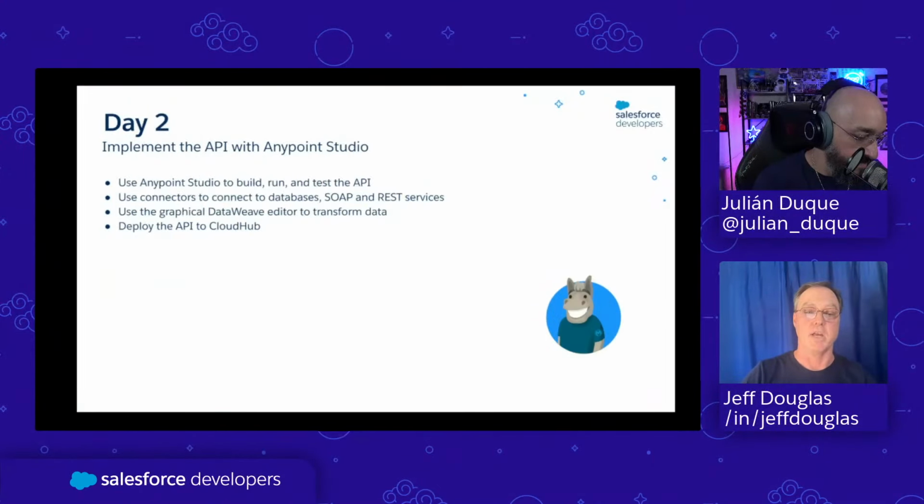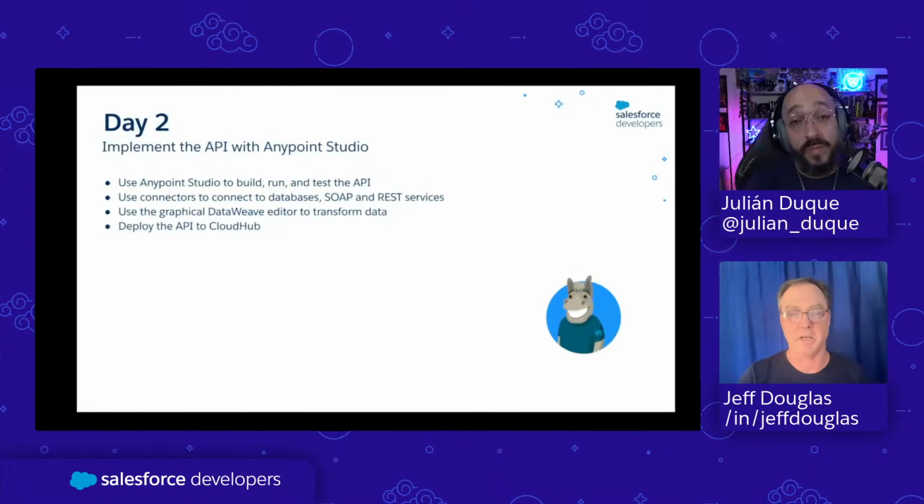So today, we're going to use Anypoint Studio. We're going to build the implementation of the API. We're going to run it. We're going to do some testing with it. We're going to connect it to this database, to the REST service and the SOAP service. And then we're going to use one of my favorite features, DataWeave, to transform the data that's coming back to Salesforce. And then finally, we're going to deploy that API to CloudHub so we can see it all on the internet, okay? So that's kind of day 2.